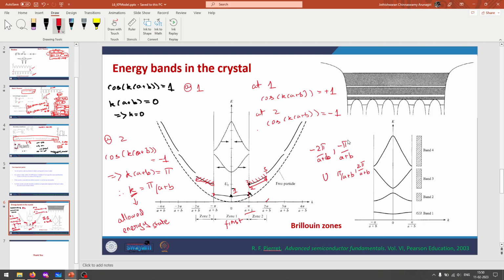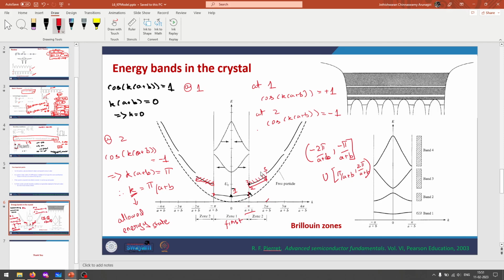Actually, it is supposed to be like this. It is supposed to be closed on this side and open on this side. So when I put a square bracket, it means the pi by (a plus b) point actually belongs to zone 2. In zone 1, I have all allowed values of k until pi by (a plus b). But the moment pi by (a plus b) arrives, I move into zone 2. So the moment 2 pi by (a plus b) arrives, I move into zone 3. Is that clear?